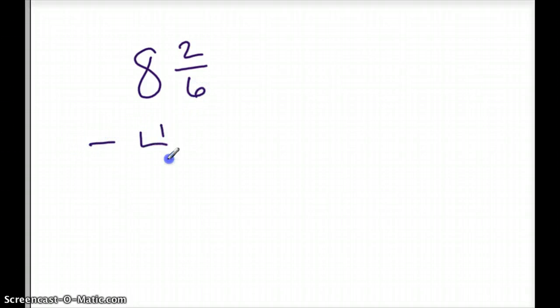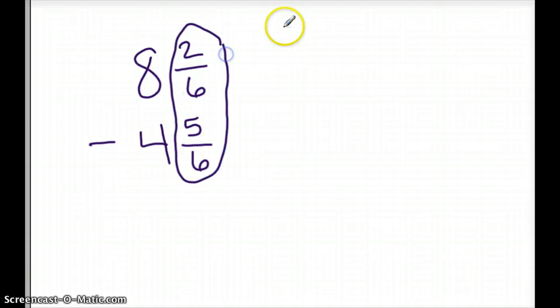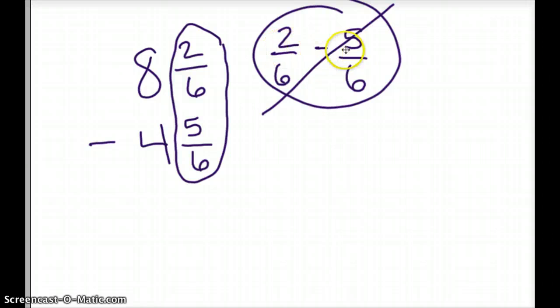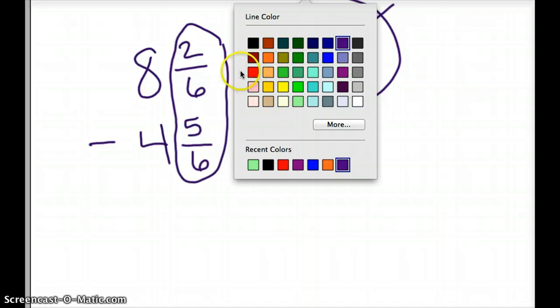So let's look at an example of subtracting. So if I have the number 8 and 2/6 minus 4 and 5/6. This number is smaller, that's why it's on the bottom, but when I look at just my fractions, I see I have 2/6 minus 5/6. This does not work because 5 is bigger than 2. 2 minus 5 does not work. So I have to borrow.